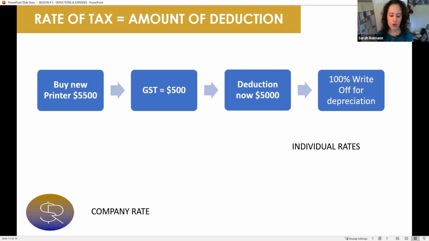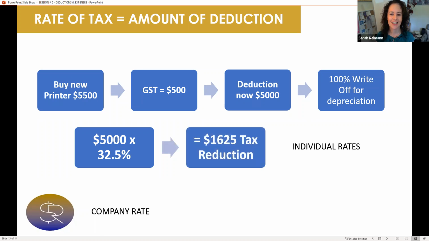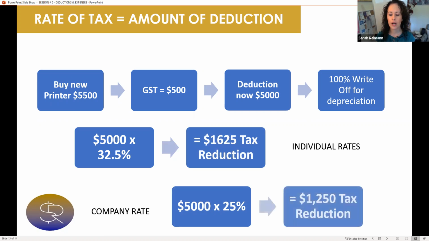So if you are trading as a sole trader, a partnership or a trust, then that $5,000 will give you a 32.5% tax reduction, which equates to $1,625. So that's what you would get as a tax reduction. It will reduce the amount of tax that you have to pay. If you're a company, then you would get the 25%, as we mentioned before, which equates to a $1,250 tax reduction.